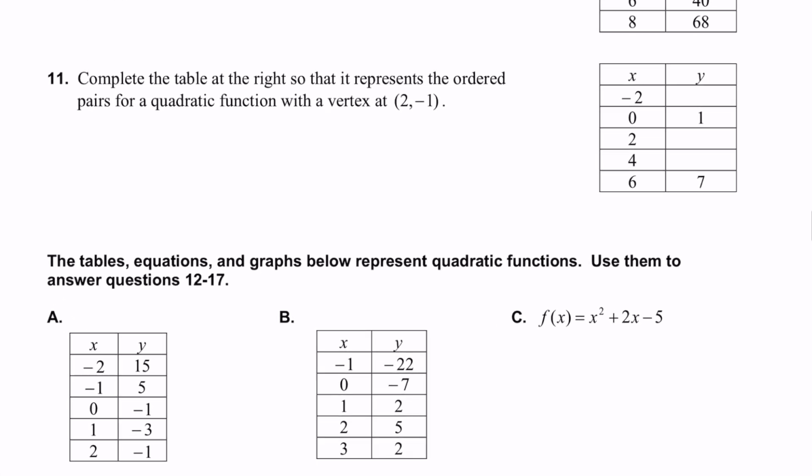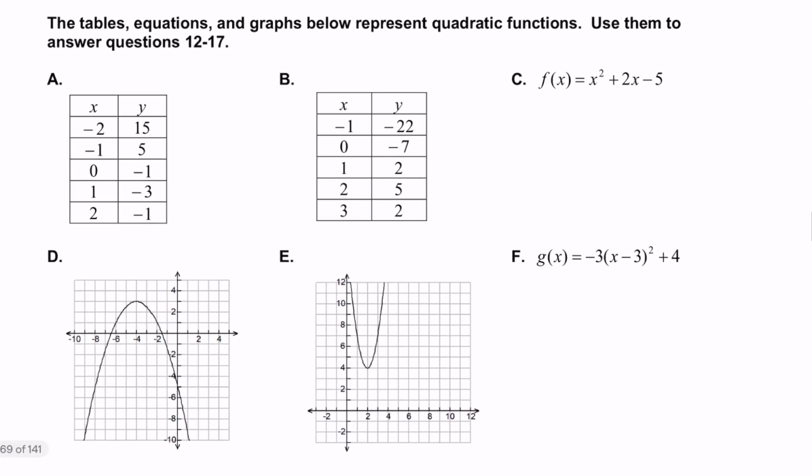Okay, let's skip to number 11. If we have a vertex at (2, -1), let's plug that in. This is going to be the vertex. The other numbers are going to just reflect over. So this would be a 1 and this would be a 7.